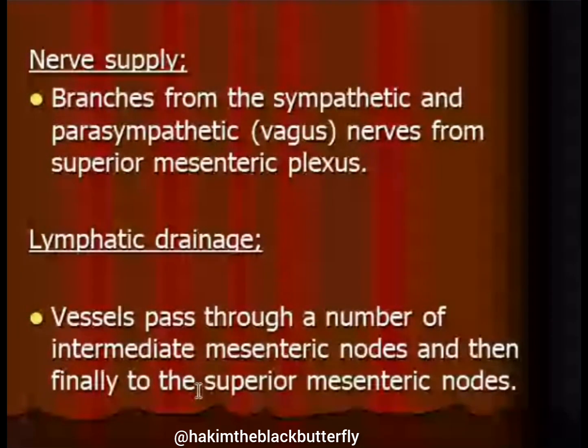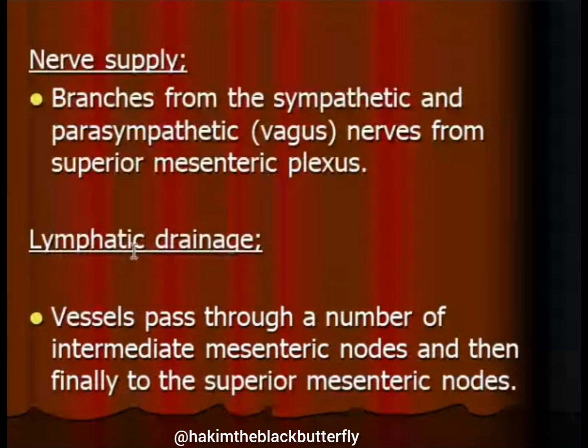The cecum is made up of smooth muscle. That's why it's supplied by the parasympathetics through the vagus nerve and the sympathetics through the sympathetic trunk. And last time I said that lymphatics are studied because disease can spread through lymphatics.